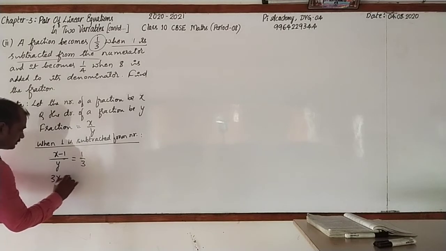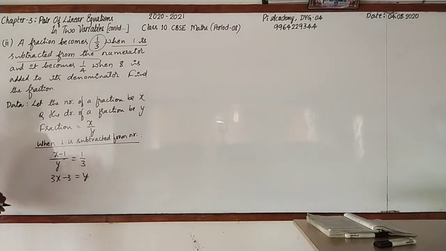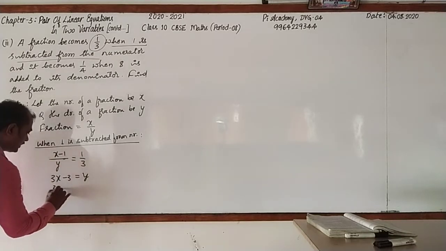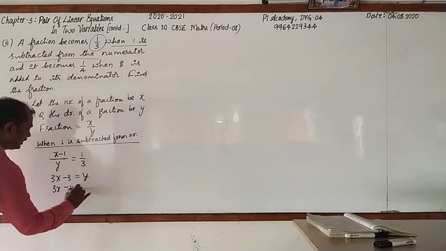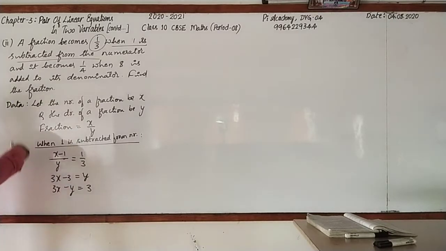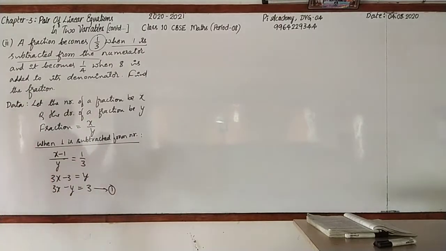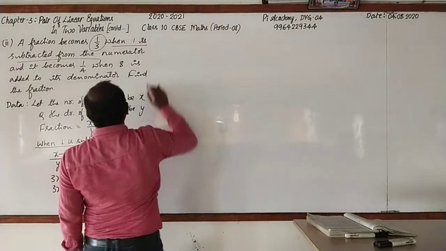It will be 3x minus 3 equal to y. 3 into x, 3x. 3 into minus 1, minus 3. Y into 1, y. Then 3x, transfer y to the left hand side. Minus y equal to minus 3 to the right hand side. It becomes plus 3. You may call it as equation 1. Next. Another statement.